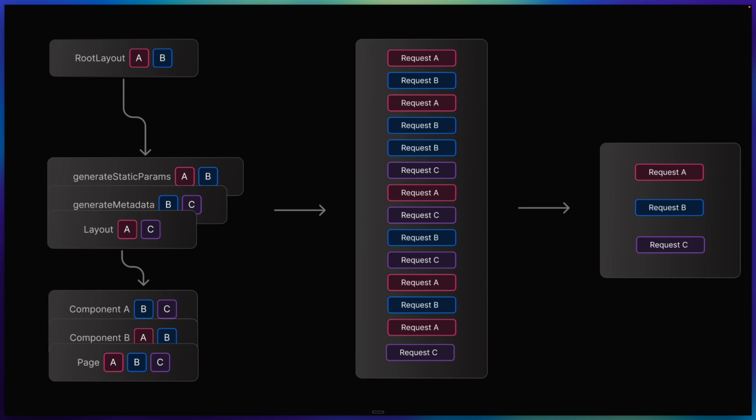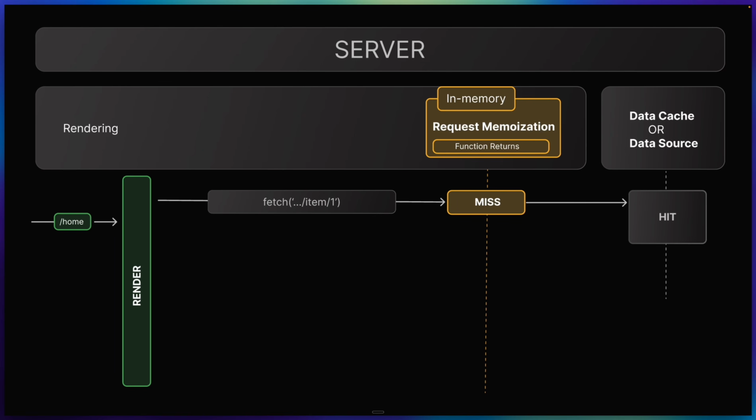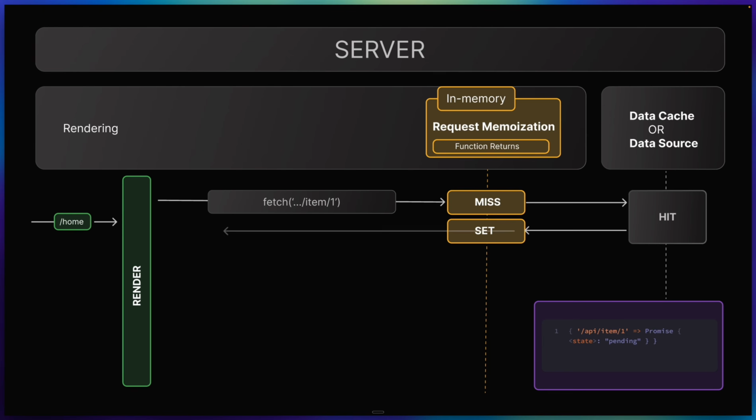So let's take a look at a visual representation of how a request memoization flow works. We start on the home route. This triggers a render, and somewhere in the tree, there is a fetch call to item 1. Before hitting the data source, the server first checks its in-memory request memoization layer. Since it's the first time the specific fetch has been called during this render, it results in a miss. There's nothing stored yet, so the request continues to the data cache or the external data source. It fetches the data and brings it back. Now, on the way back, it stores a promise in the in-memory memoization layer, not the actual data, but a reference to the ongoing or completed request.